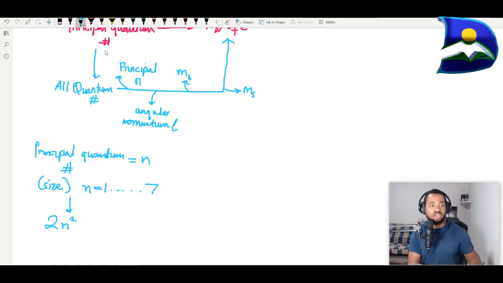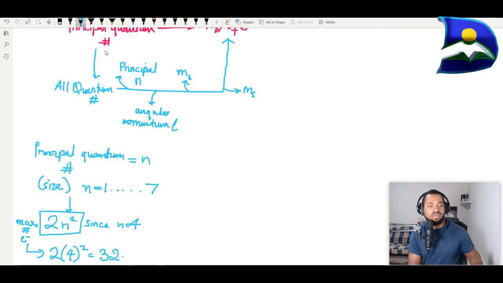From the question, we know that n is equal to 4, so we put 4 in our equation to determine the max number of electrons. Therefore, to get the max number of electrons, you multiply 2 by 4 to the power of 2, and this is going to give you 32 electrons. So this is one way to determine this particular number.